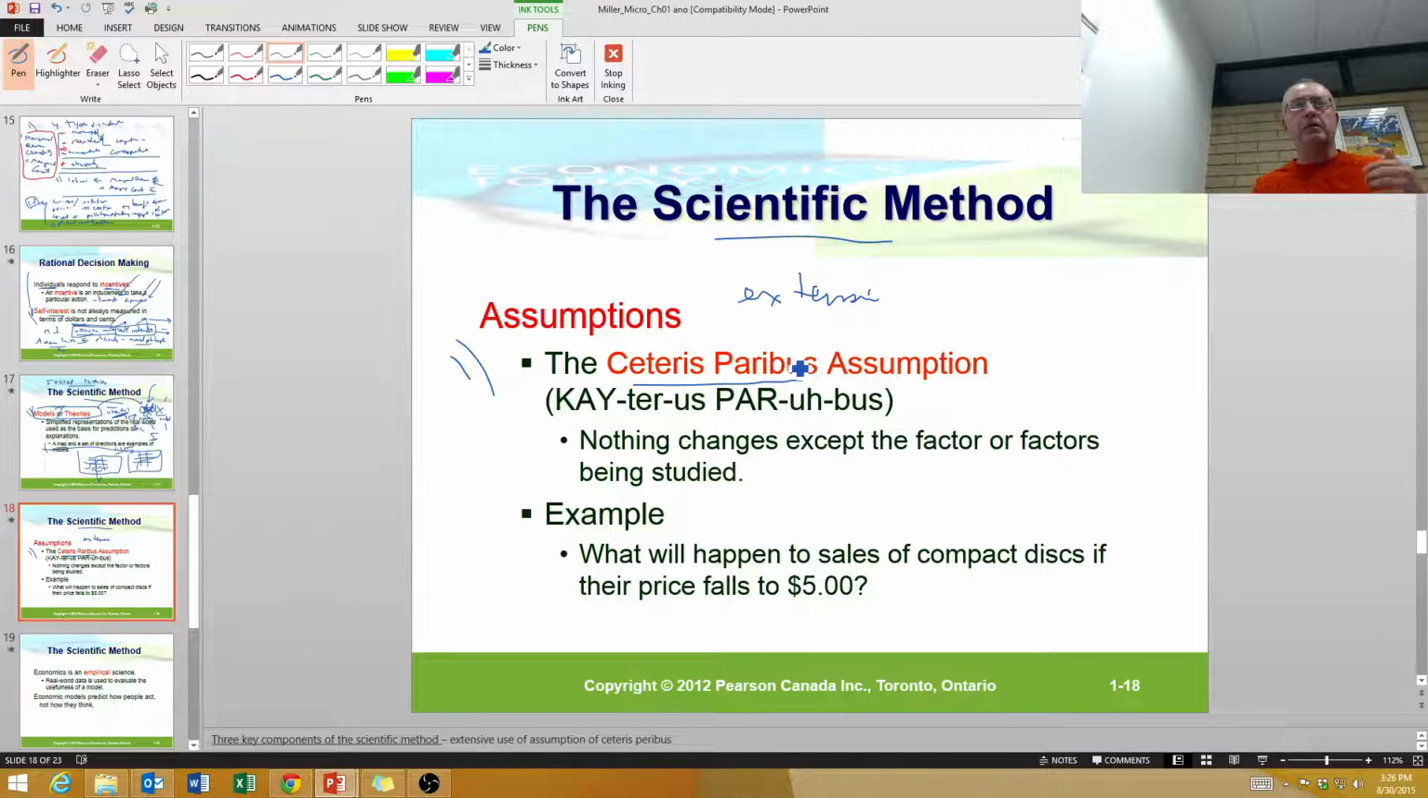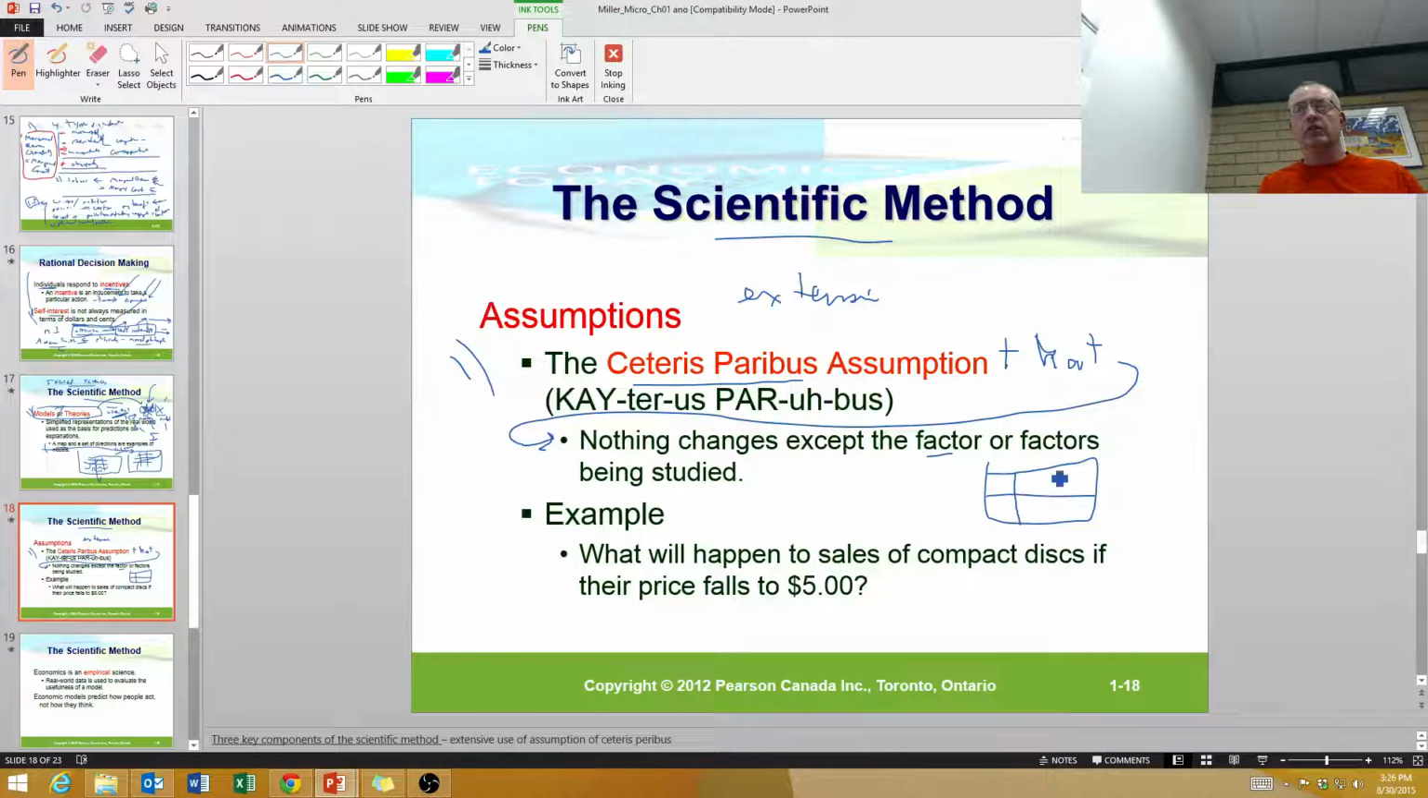Now, what ceteris paribus means, it's an assumption that nothing changes except the factor being studied. So in our economic model, let's say we have 6 factors. Let's go back to our factors of production. So let's say in classical economics we have 4 factors of production.